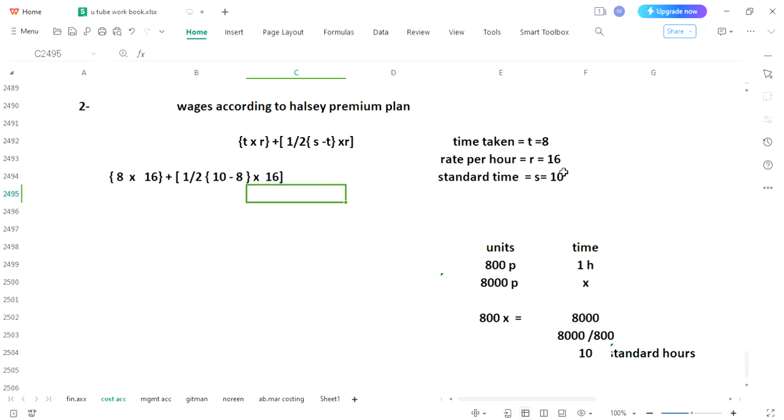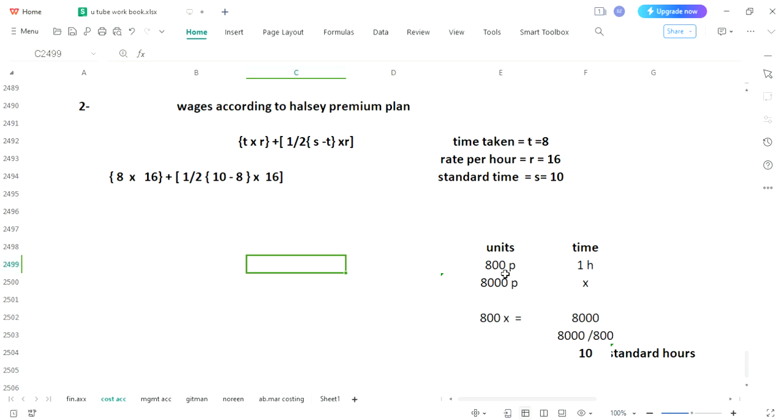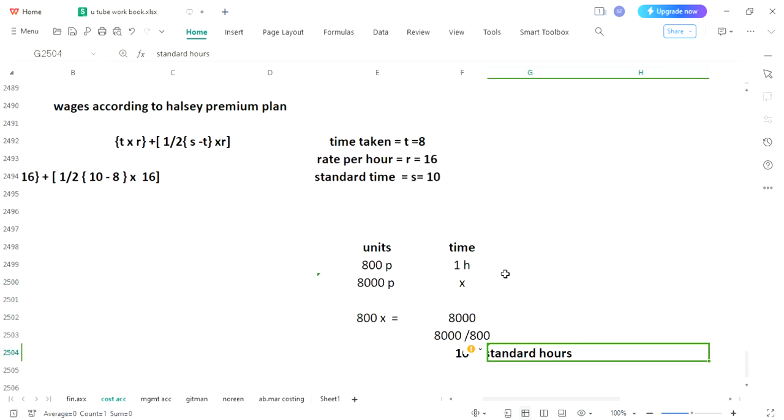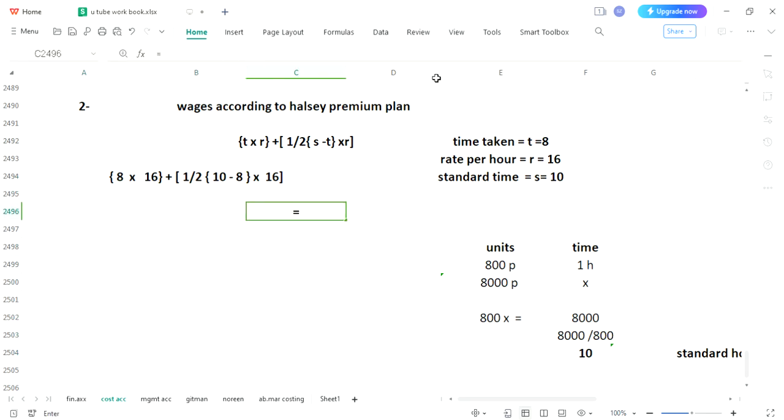So please make your mind, time taken was given in the book, rate per hour was given in the book, standard time we have calculated like this. In this way you can calculate any missing figure in any question. We are using a very basic method where you don't need to use your brain. Simple unitary method would be used to calculate every amount which is needed. Statement has been completed. Let's put it on calculator at once.